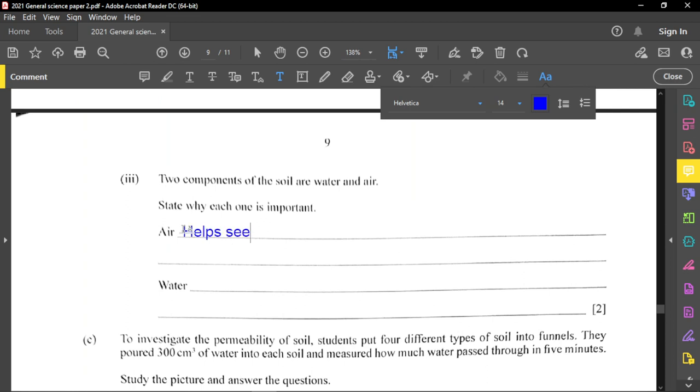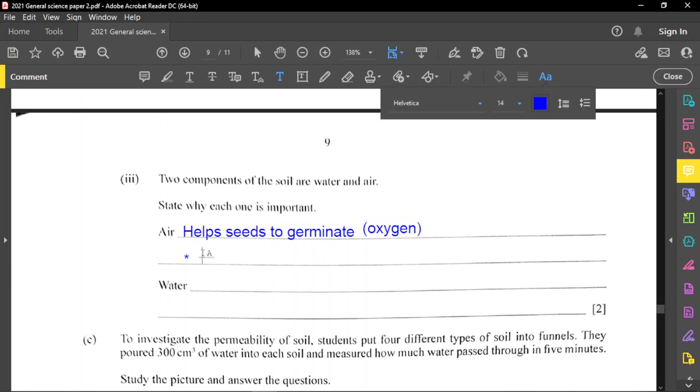The air helps seeds to germinate for sure because seeds need oxygen to germinate. And let's put oxygen in brackets because it's not just any part of the air, but oxygen. Seeds need oxygen. So it needs oxygen from the air. Oxygen is needed for germination.